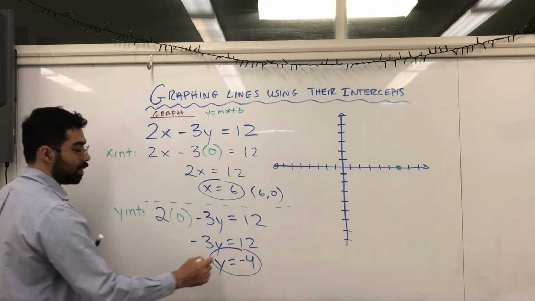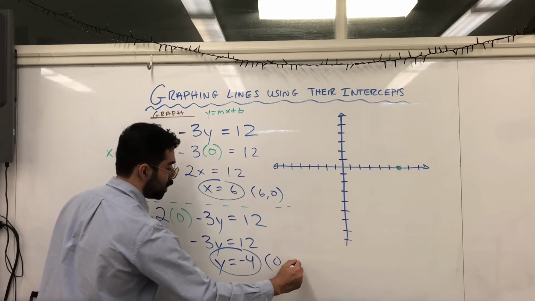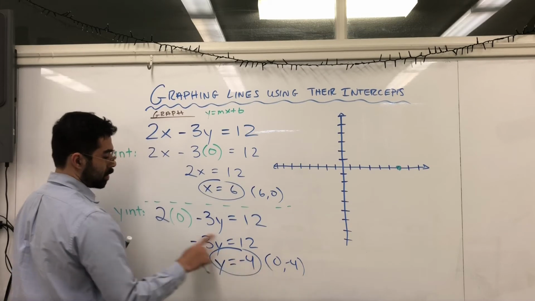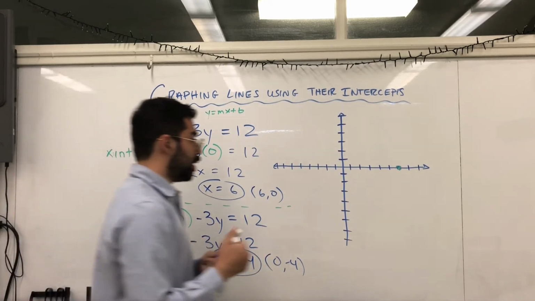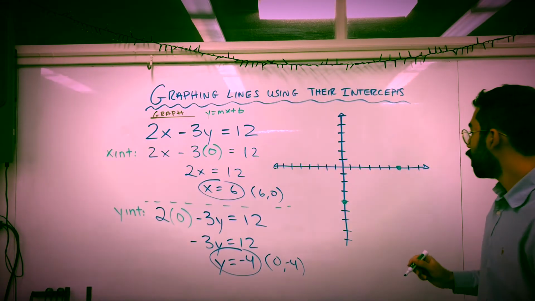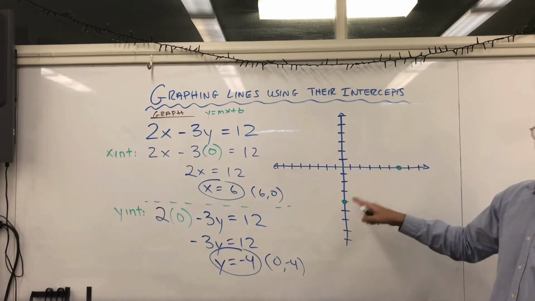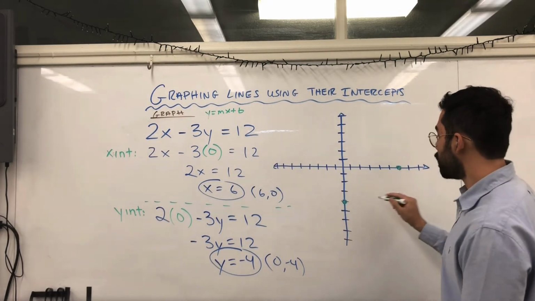Which means my y-intercept is actually (0, negative 4). I plugged in 0 for x, remember, and I got back negative 4. I'm going to go back on my graph and find (0, negative 4): negative 1, negative 2, negative 3, negative 4. Okay? And all I have to do is connect these 2 points, and I have my graph for 2x minus 3y is equal to 12.